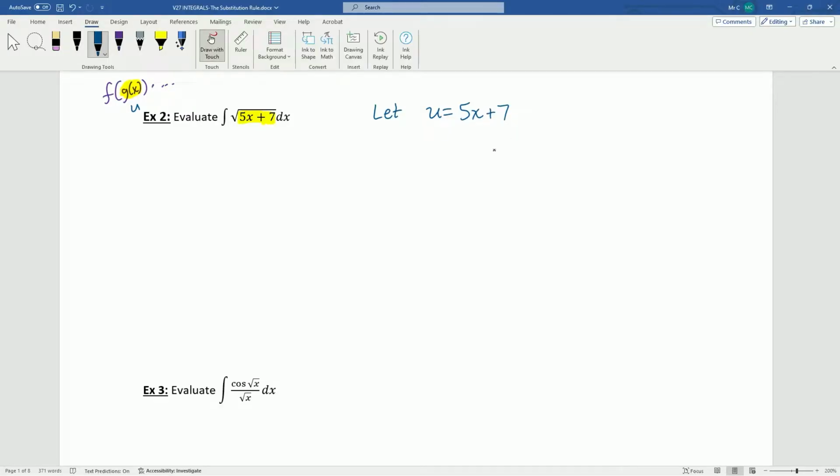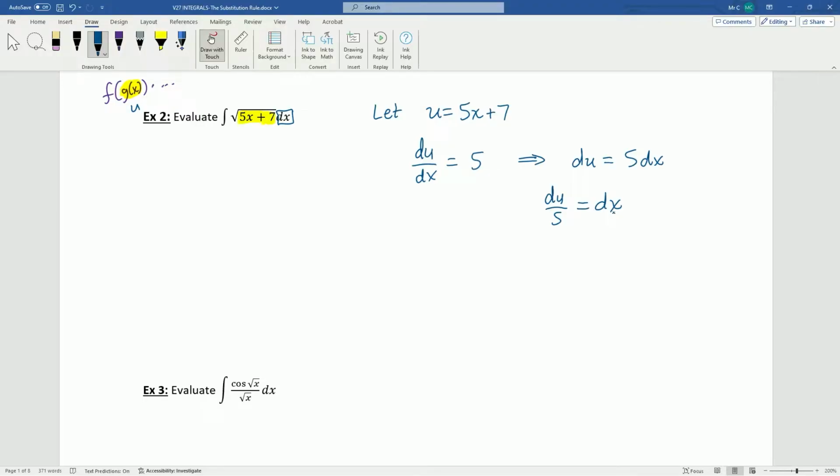So I'm going to let u equal 5x plus 7. So then du dx, the derivative, is 5. Sorry, I skipped a step there. And then if I multiply dx across, I get du equals 5 dx. But I want to replace dx in my expression, so I divide the 5 across and I get du over 5 equals dx.